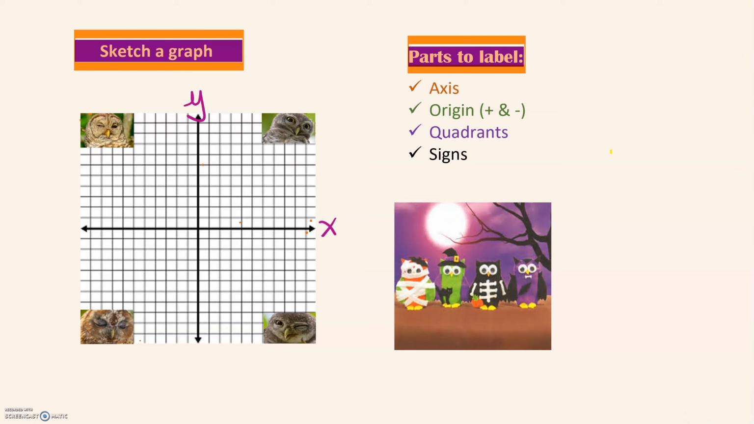Well, first things first, it's probably good to know what an axis even is. An axis in a graph is those bold lines that we have right there in the middle of the graph. And we said earlier that the X's are the ones that show us left and right.